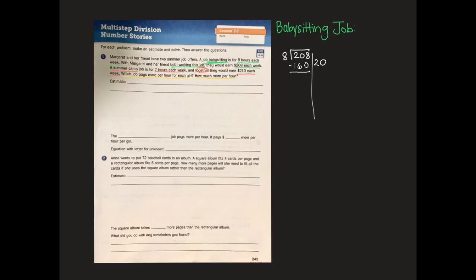So now I'm ready to subtract. So 208 minus 160 would be 48. Ooh, can I take away 0 from 8? Nope. So mark out the 0, make it a 10. Mark out the 2, make it a 1.